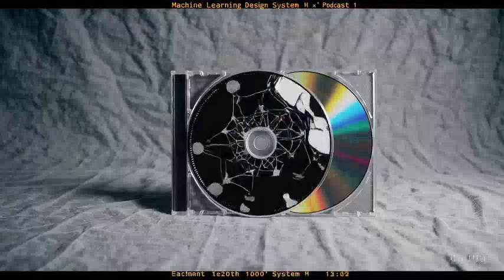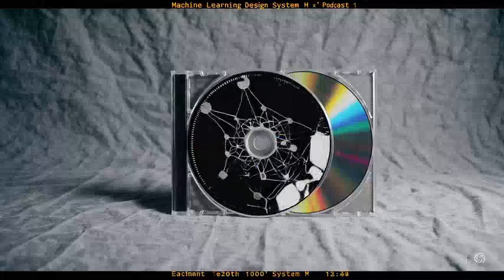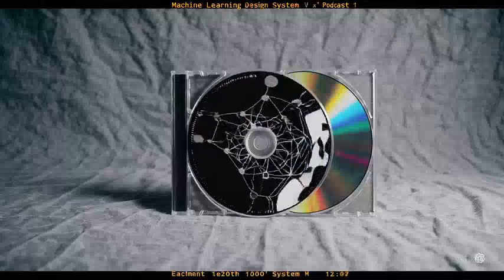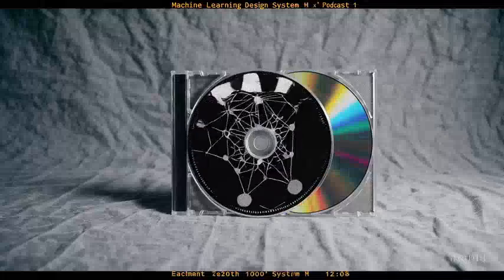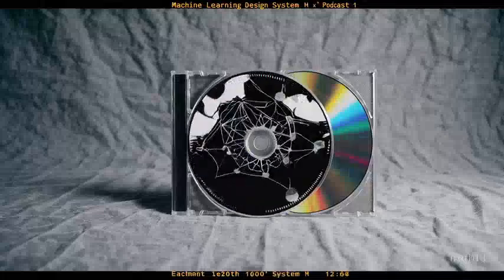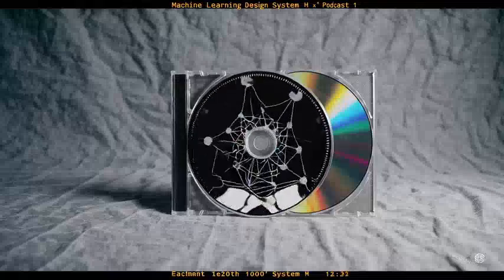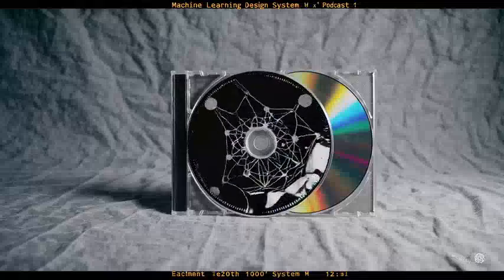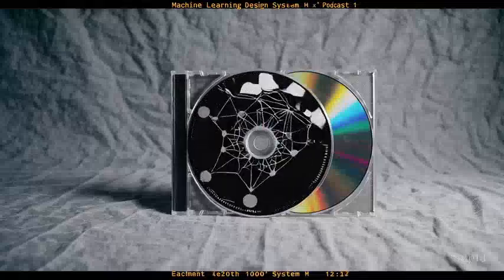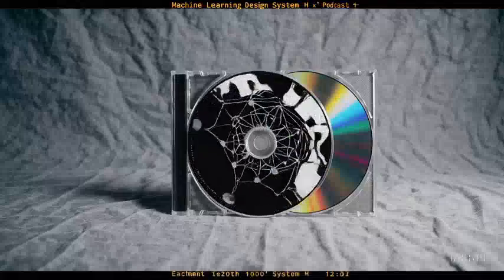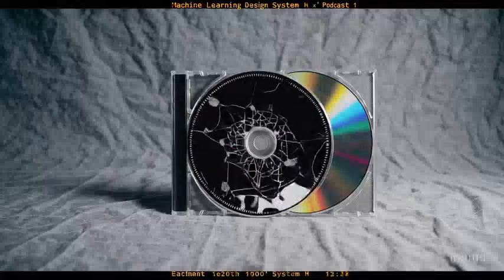Mirrored strategy, where you basically duplicate the model on each GPU. Duplicate the model? On each GPU? Yeah, so they all process the same data in the same order. It's like the simplest approach.